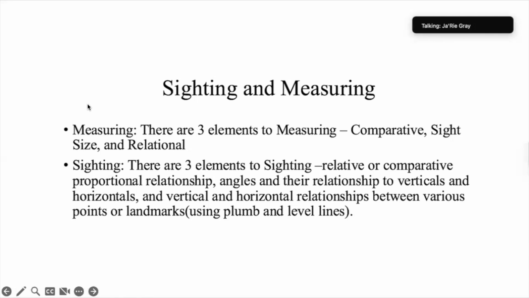So when it comes to sighting and measuring, we have three elements to it. It's comparative measuring as well as sight sizing, and then also relational measuring. So sighting, there are three elements to sighting. So it's relative or comparative proportional relationships, angles and their relationships to verticals and horizontals, and vertical and horizontal relationships between various points or landmarks. So using plumb and level lines. So I am going to talk about that.